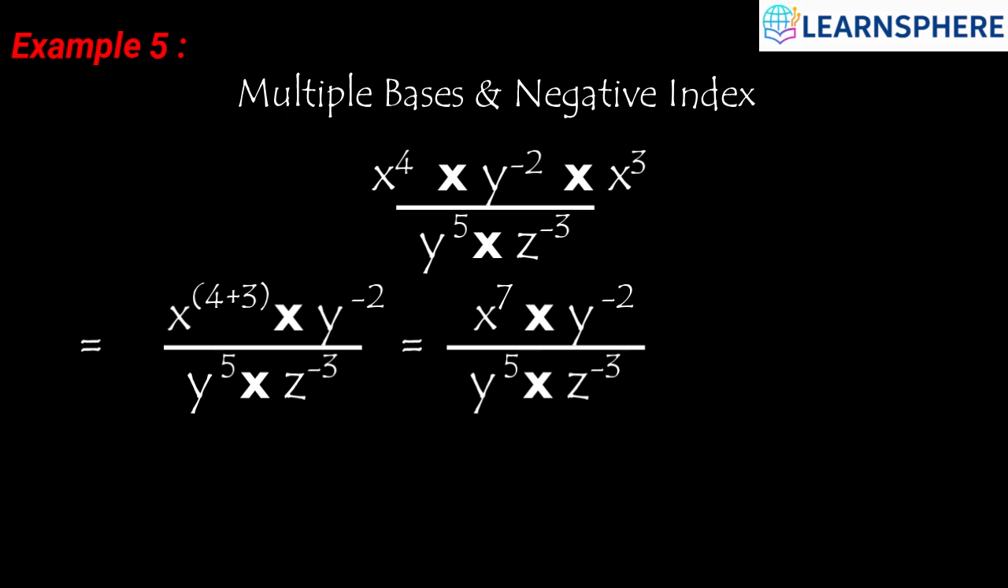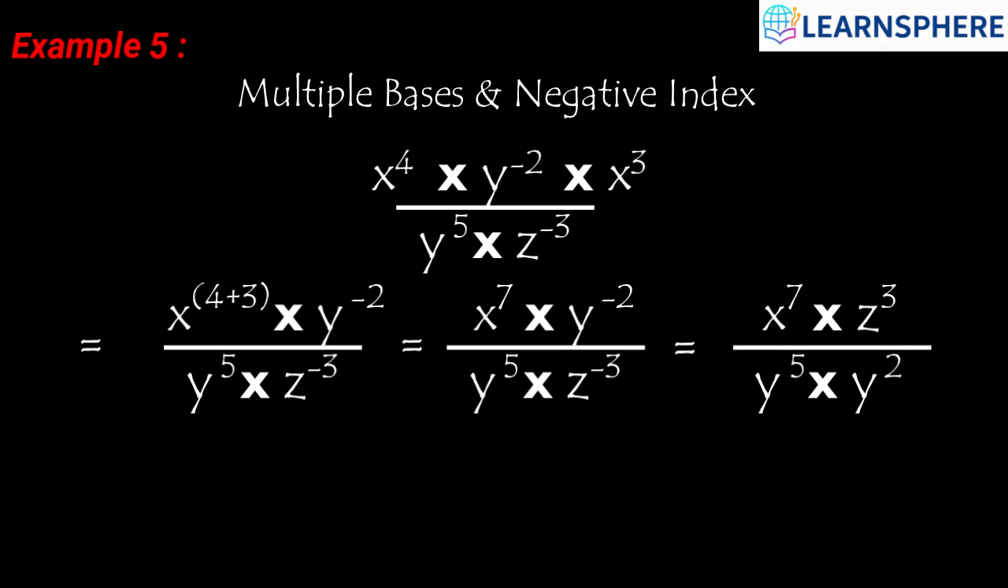Next, for all the negative index, we have to flip them to get it to be a positive index. For our y to the power of negative 2, we can flip it and it will be in the denominator, where we'll get y to the power of 5 times y to the power of 2. And for z to the power of negative 3, as we flip it, it will go to the numerator, where we will get x to the power 7 times by z to the power of 3.